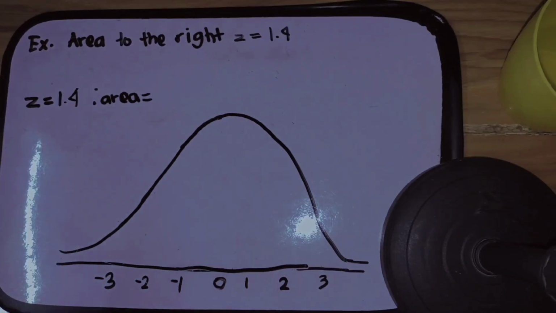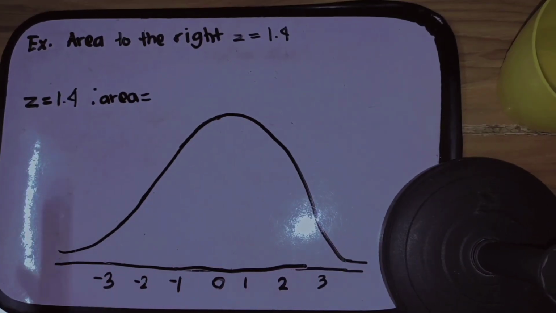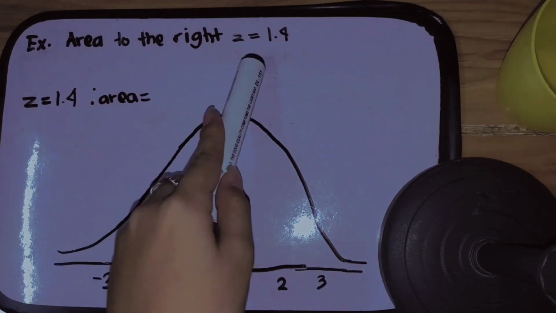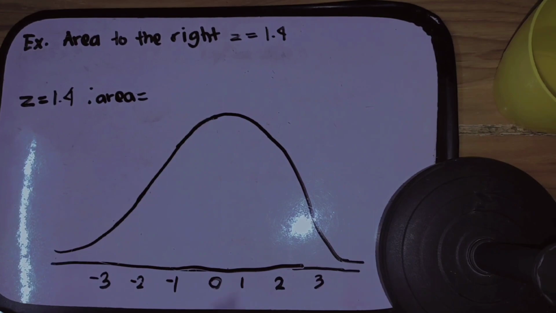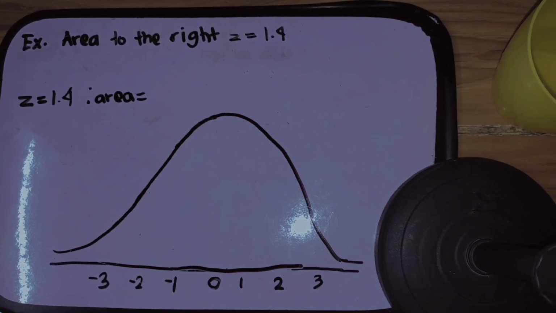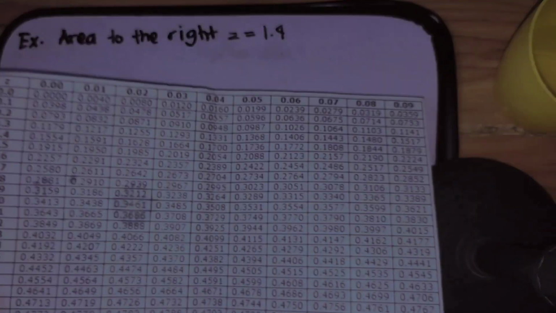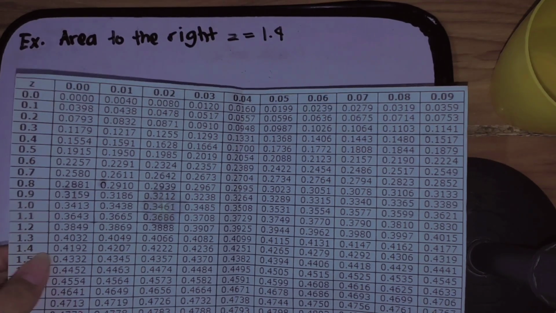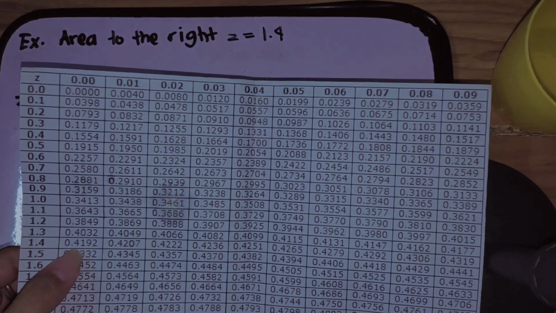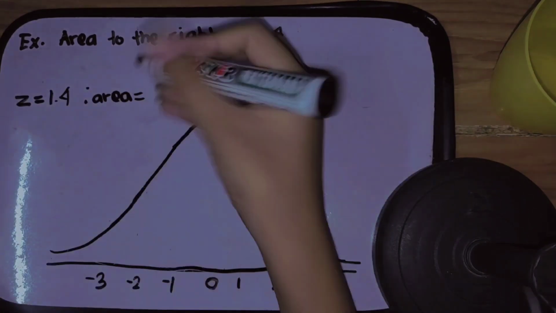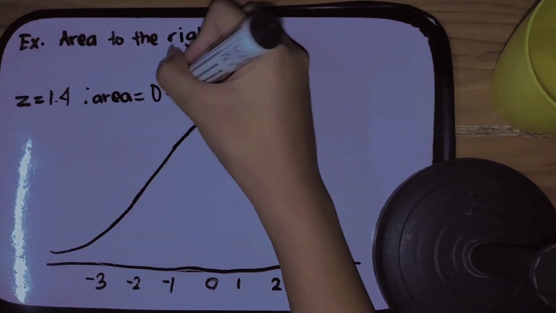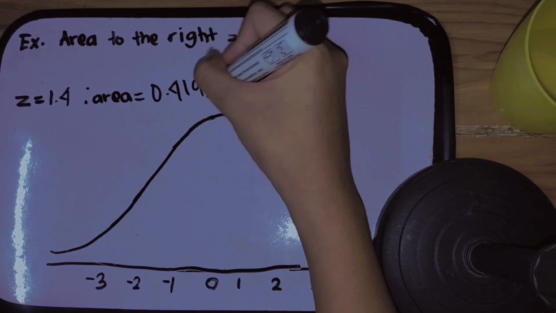And simulan na natin sa second example. Area to the right, z-score equals 1.4. So, kukunin ulit natin ang z-table at hanapin ang value ng 1.4. So, ayan. 0.4192.